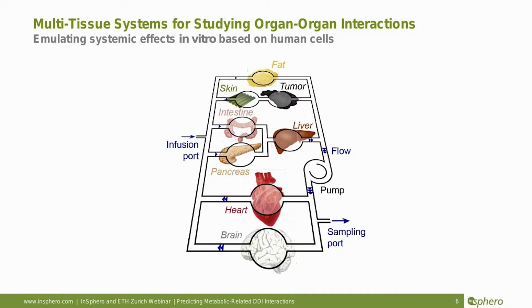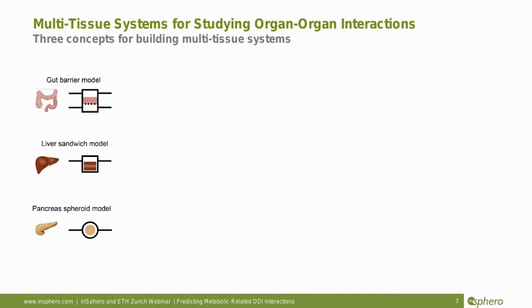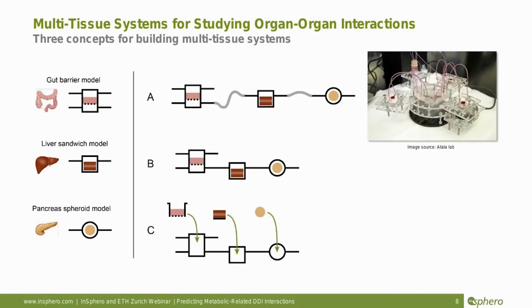Such multi-tissue systems can be constructed in different ways. Let's assume that you have 3 different organ models: a gut barrier model, a liver sandwich model, and a pancreatic spheroid model. They can be interconnected highly flexibly by just using tubing. And this is an example that you can see on the right side. It allows you quite flexibly to connect and disconnect these different organ models to each other and create such a multi-tissue system.